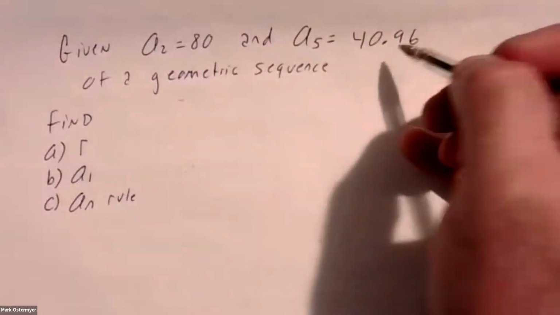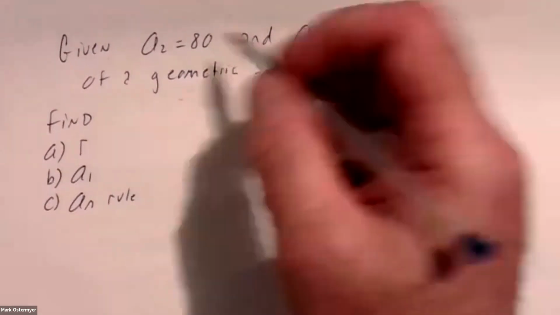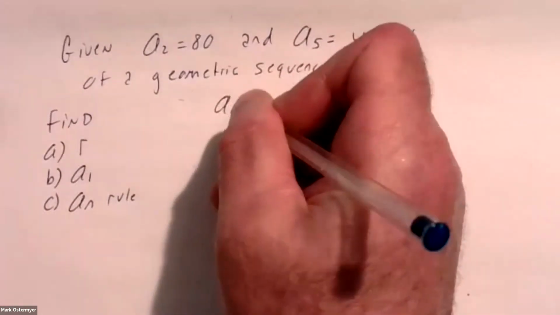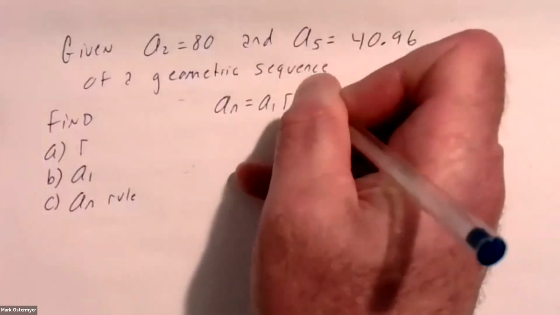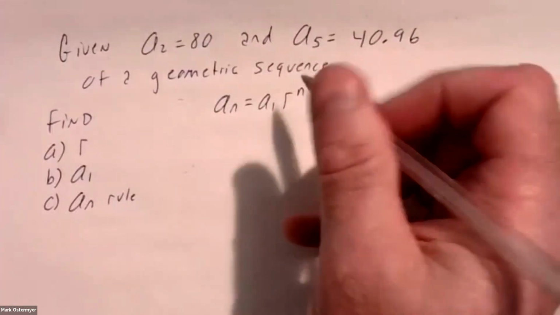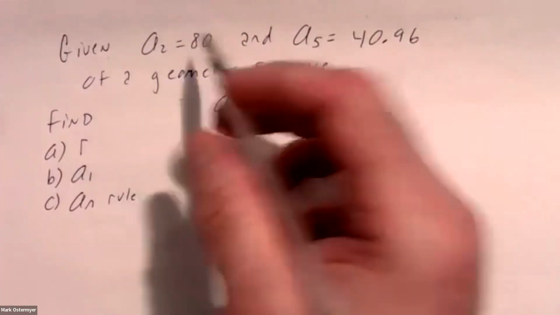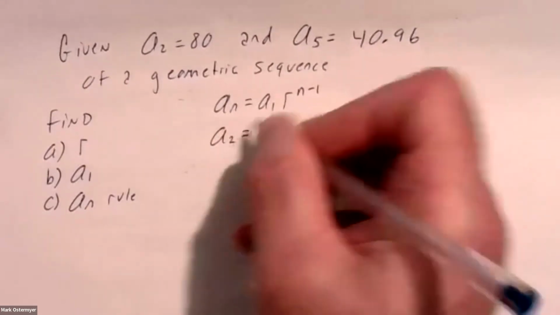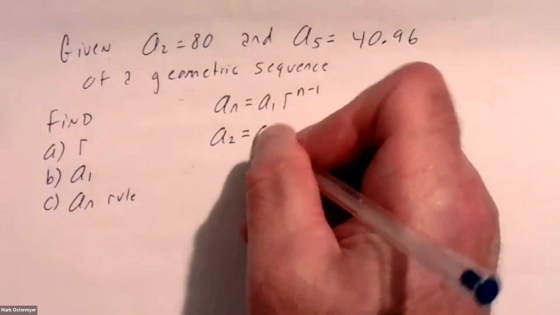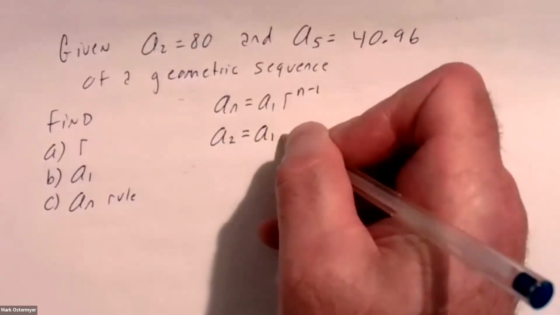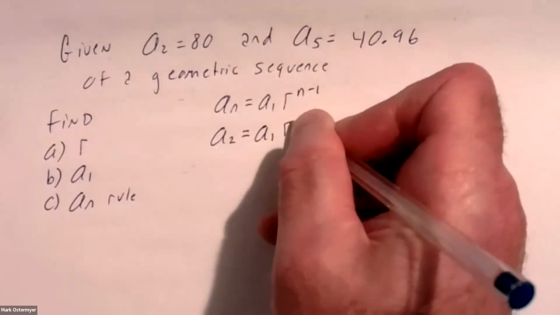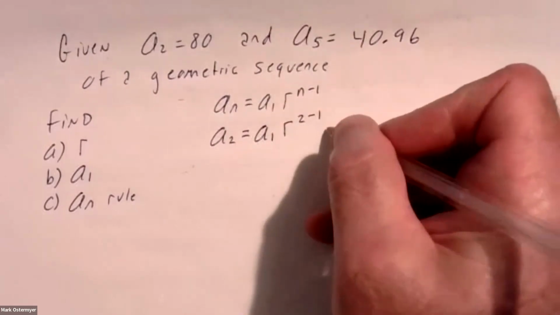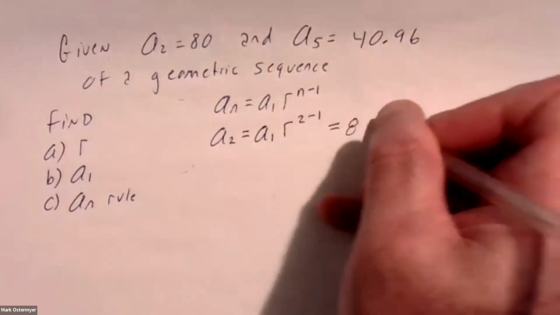Well, we don't know our common ratio. We don't know our first term, but we know our nth rule in general. Our nth rule for a geometric sequence is this guy right here. We could use this now. So using the fact that our second term is 80, I'm going to use this rule and let n be 2. So my second term, denoted as a sub 2, is going to be my first term times my unknown common ratio raised to the 2 minus 1 power. But we know our second term is equal to 80, so we set this equal to 80.